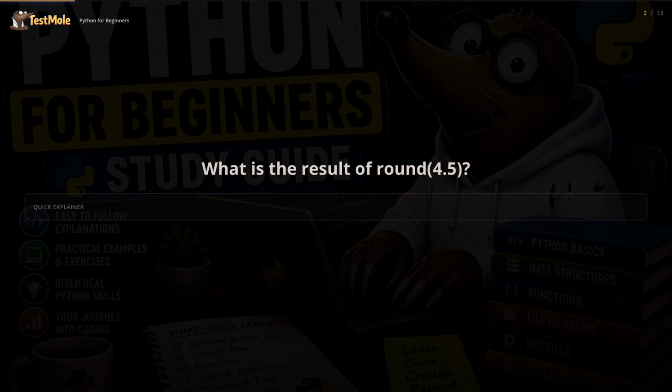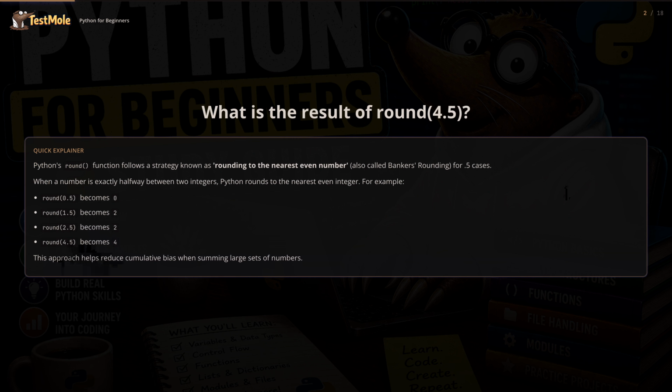What is the result of round 4.5? Python's round function follows a strategy known as rounding to the nearest even number, also called banker's rounding, for 0.5 cases. When a number is exactly halfway between two integers, Python rounds to the nearest even integer. For example, round 0.5 becomes 0. Round 1.5 becomes 2. Round 2.5 becomes 2. Round 4.5 becomes 4. This approach helps reduce cumulative bias when summing large sets of numbers.